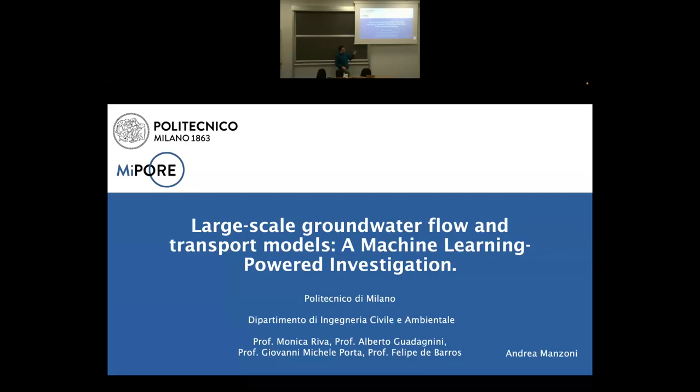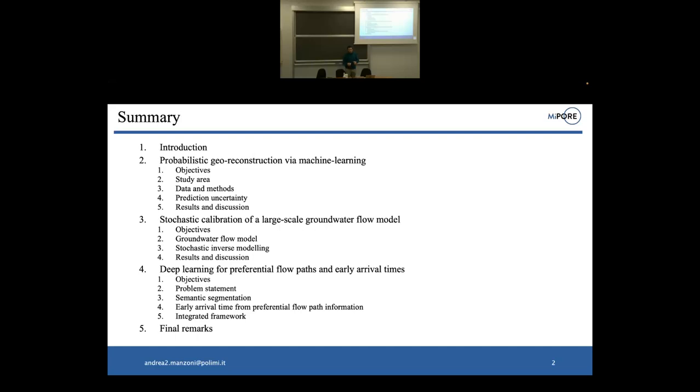I'm going to talk about large-scale groundwater flow and transport models, some investigation that we have performed relying on machine learning. My presentation is divided in three main phases. The first phase is related to the geological reconstruction that we have performed for a large-scale domain, powered by machine learning. The second is related to an inverse modeling methodology that we have developed in order to deal with large-scale groundwater flow models.